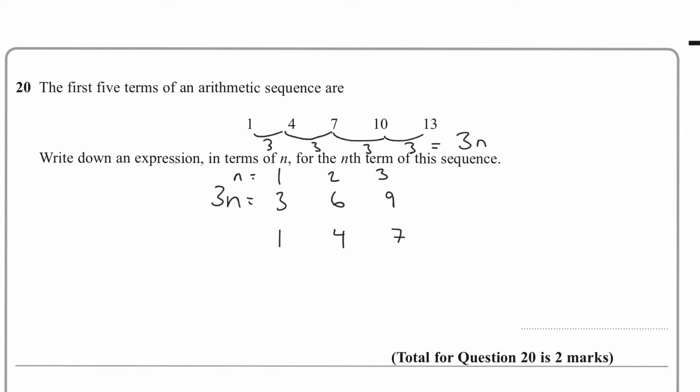So we need to work out the difference of 3n from the actual numbers in our terms. So to go from 3 to 1, you would minus 2. To go from 6 to 4, you minus 2. To go from 9 to 7, you minus 2. So therefore, our final answer would be 3n minus 2.